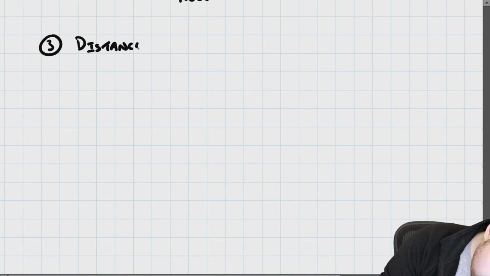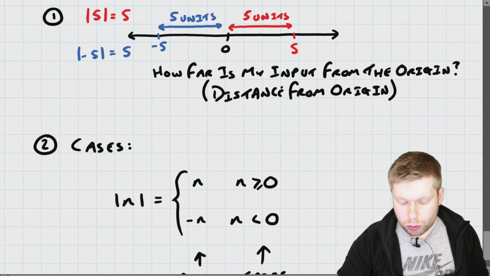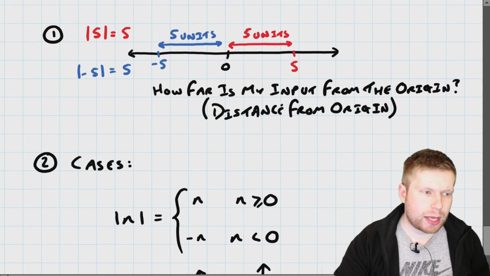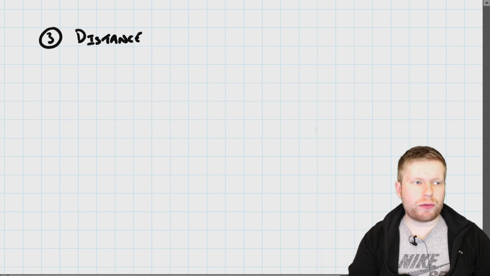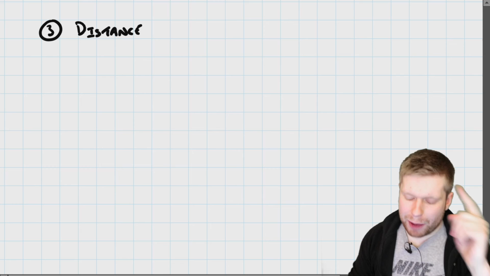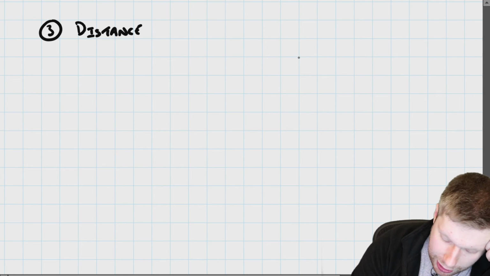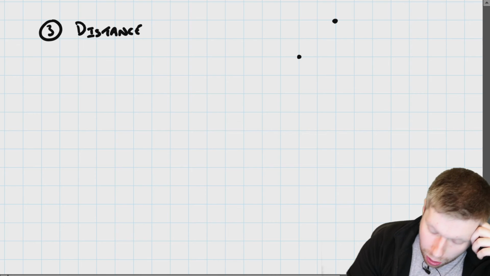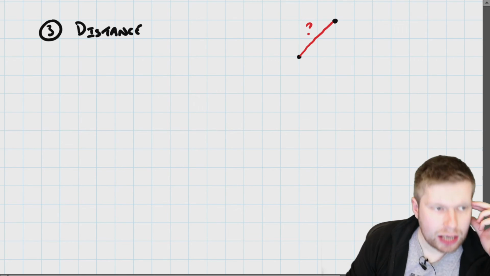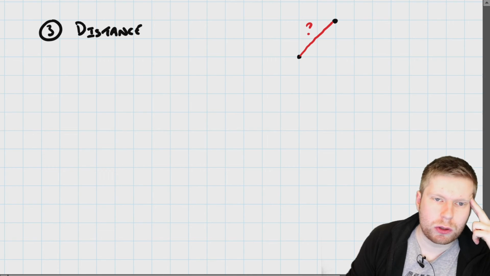So just remember that my first situation was looking at it on a number line. It was basically saying how far is my input from the origin, okay? But now what I want to do is define this as an actual physical distance. So if I gave you 2 points, let's say here and let's say here, and I asked you what was the actual physical straight line distance between those 2 points?